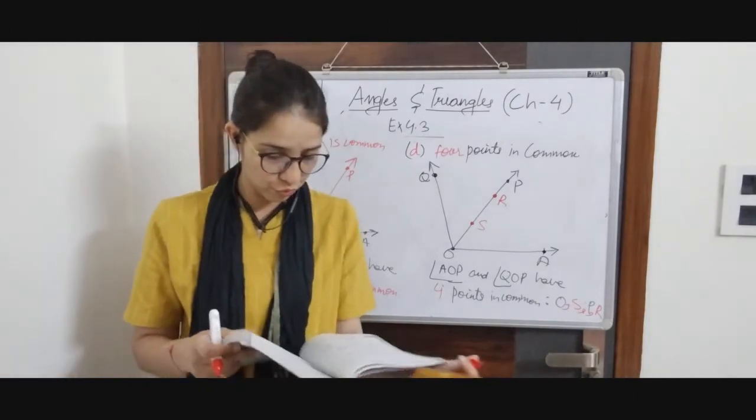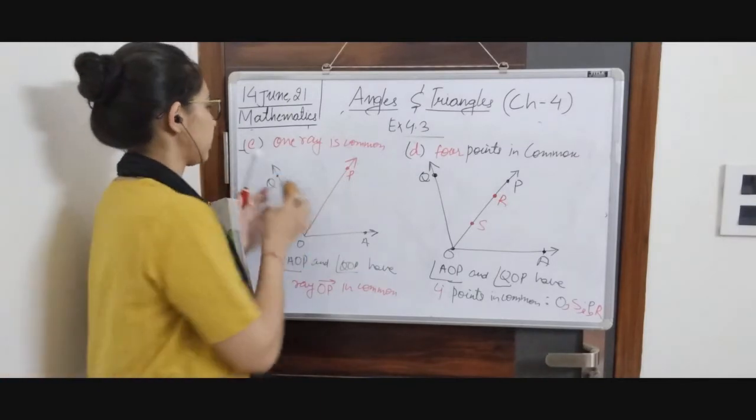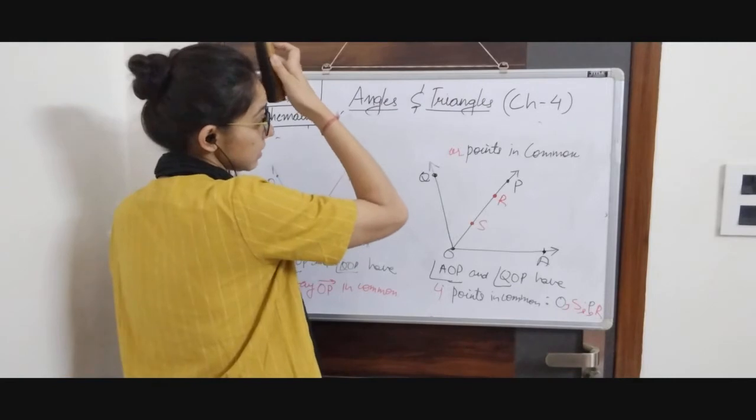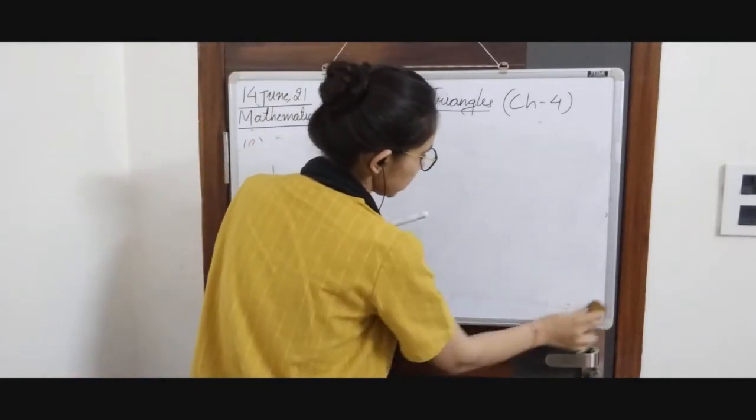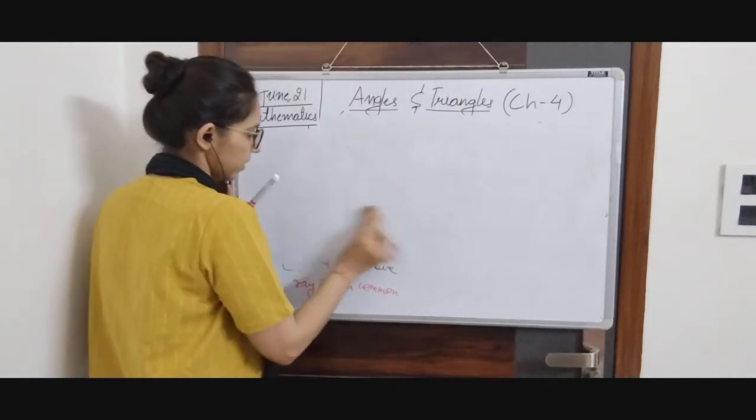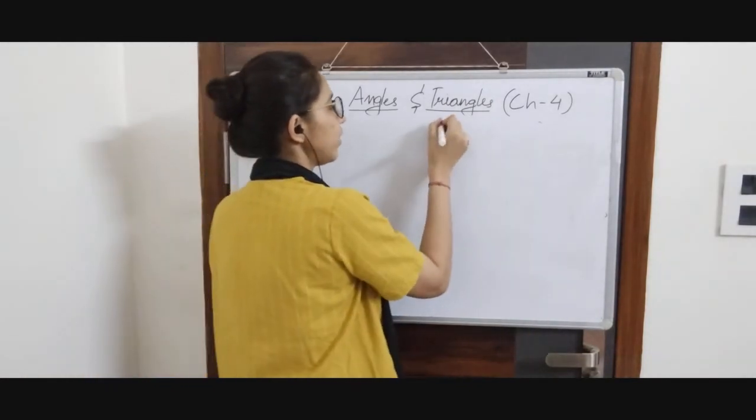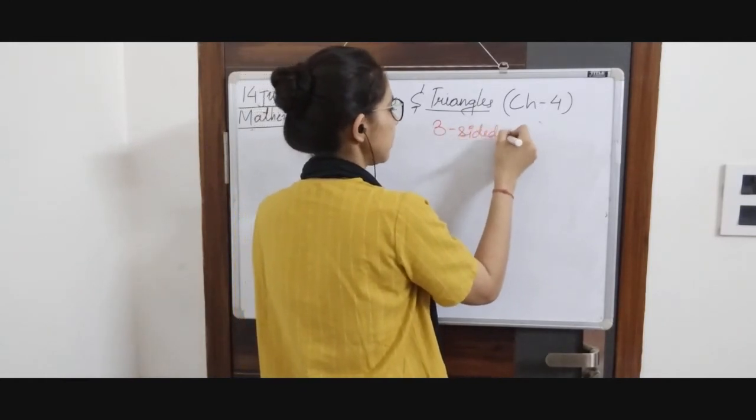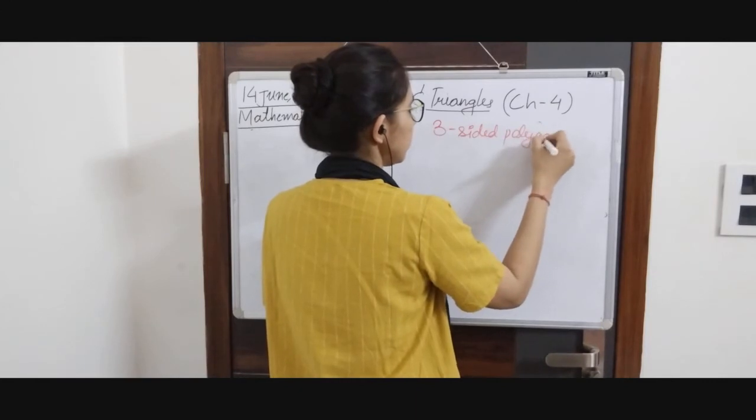Now we will move on to 4.4. In 4.4 we will be dealing with triangles. Okay. We did angles in this exercise. Now we are moving on to triangles. Triangles, we already know that they are a kind of polygon. Okay. In fact, they are three-sided polygons.